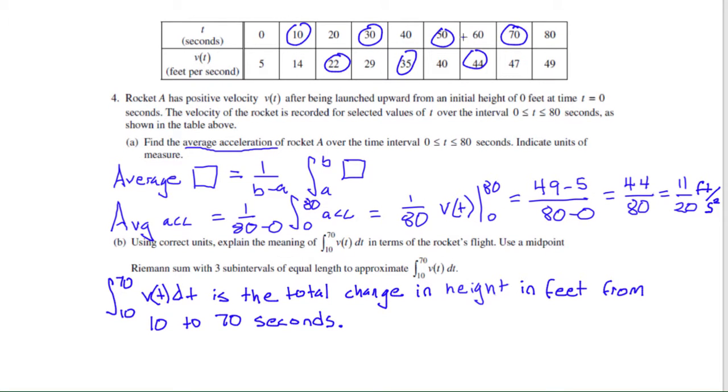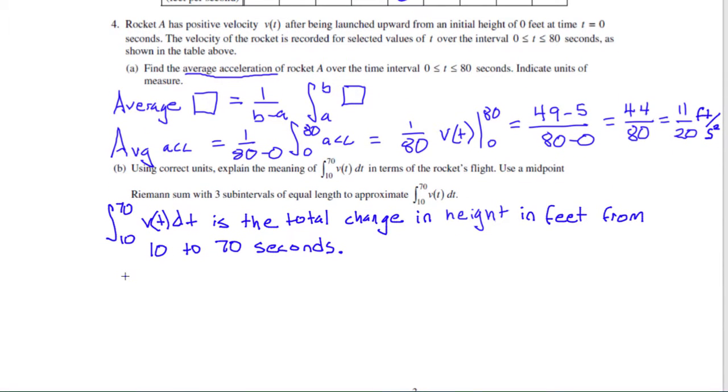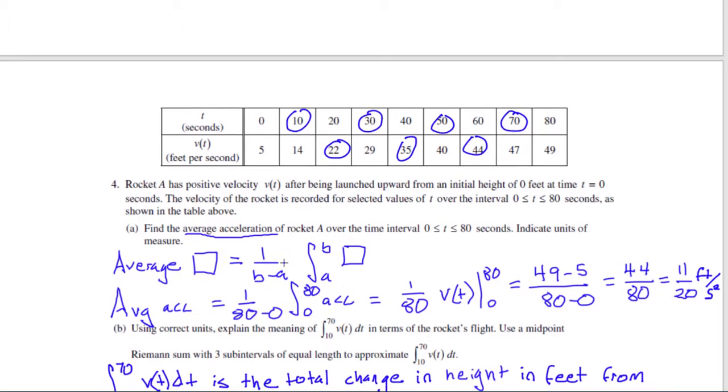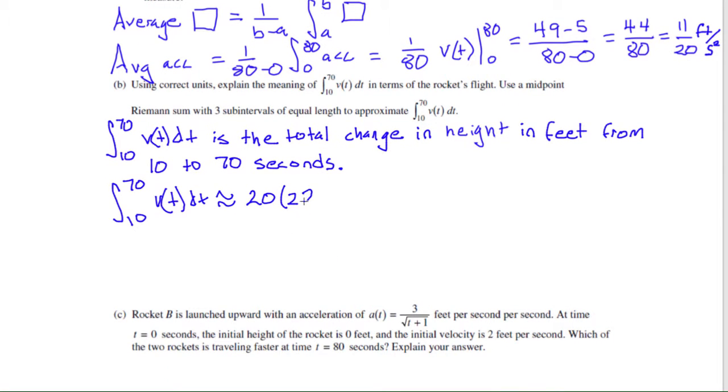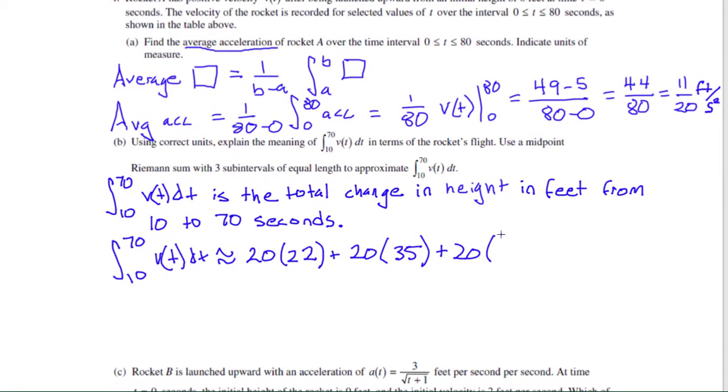So I think all of these are going to be 20. So we'll say the integral from 10 to 70 of v of t dt is approximated by 20 times 22, 20 times 35, and what was the last point? Plus 20 times 44.